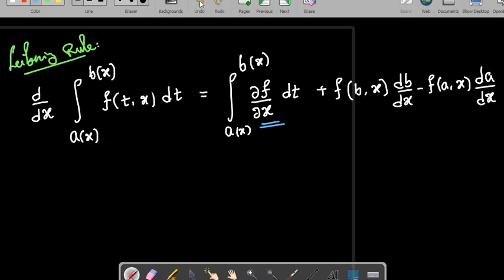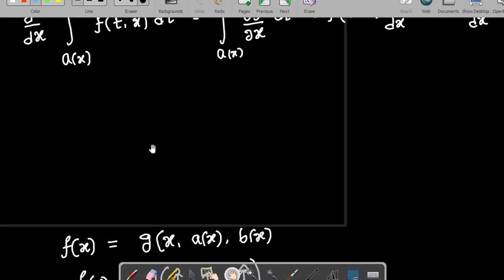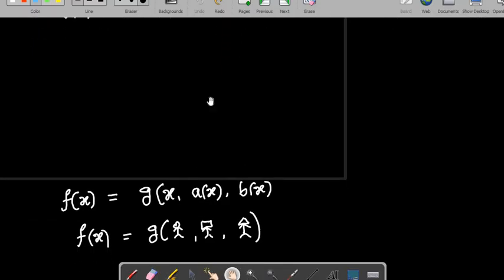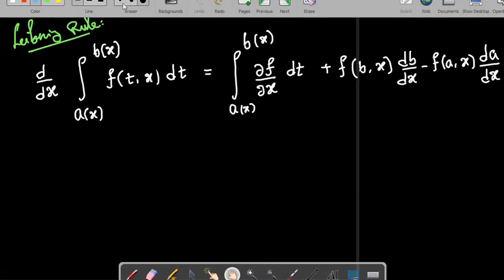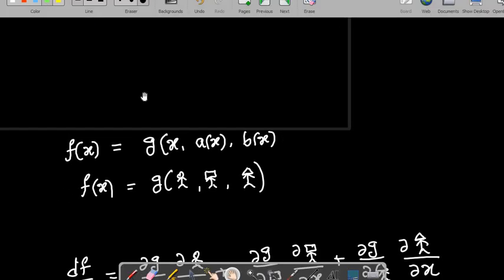If you want details on how this formula is derived, you can see f as a function of three variables. Why? Because here x is involved, and a of x and b of x are also involved. So we are going to see this as a function of three variables: x, a of x and b of x. You can assume g is a function of these three, and these three are again functions of x.